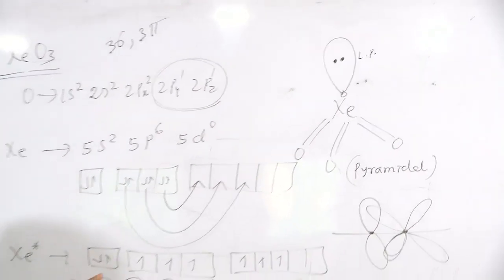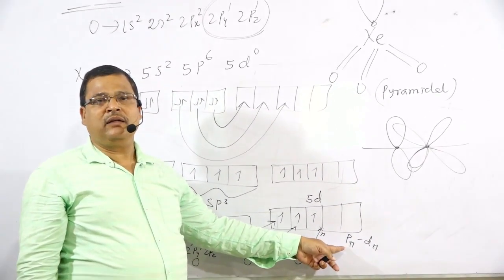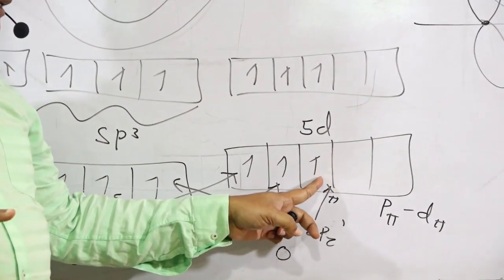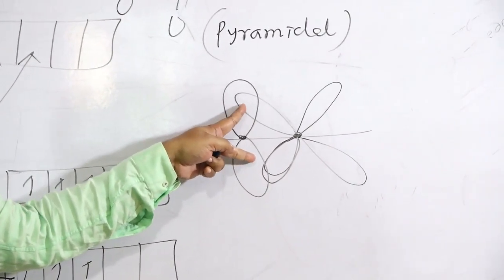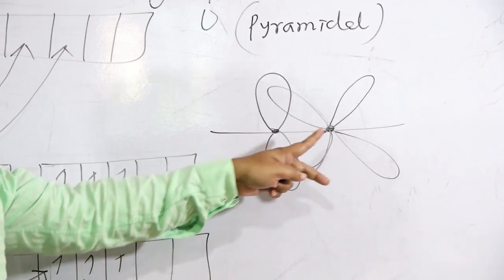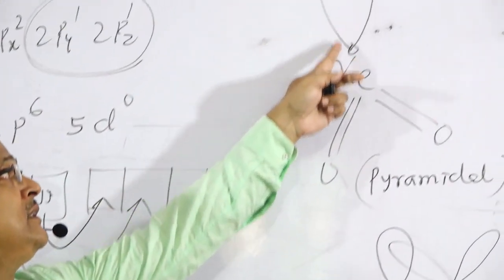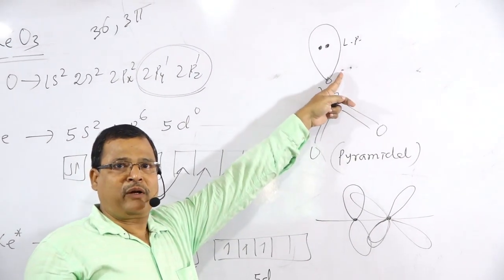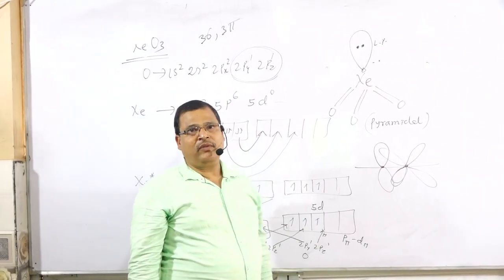So the pi bond involved in this case is p pi d pi. What is the meaning of p pi d pi? The d orbital of xenon and the p orbital of oxygen are involved in lateral overlap for the formation of that pi bond. Therefore, that is known as the p pi d pi bond. And because of the presence of the lone pair of electrons, although it has sp3 hybridization, there is a pyramidal structure, not tetrahedral. According to VSEPR theory, it has a similar structure to that of ammonia.